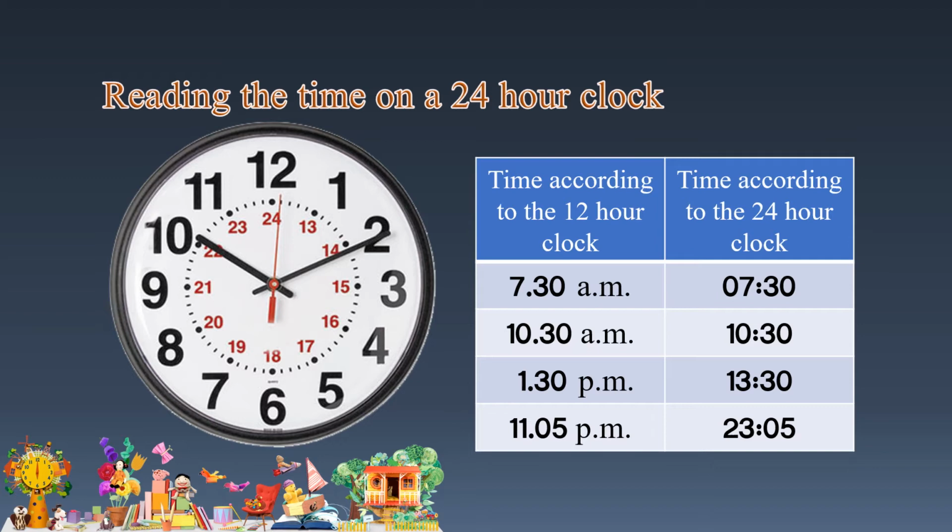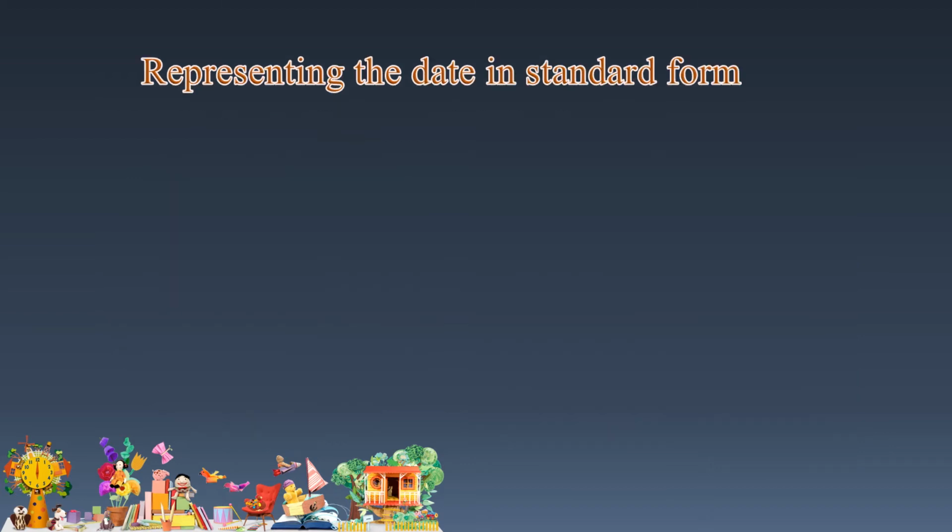Next, 11:05 p.m. Once again, it's under post-meridian. Therefore, we have to change the time. So it becomes 23:05. Next, we are going to represent the date in standard form.